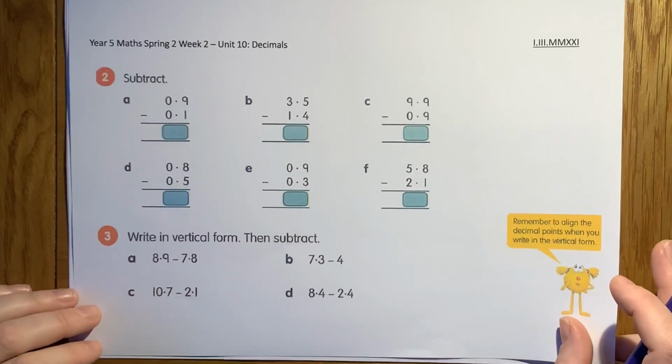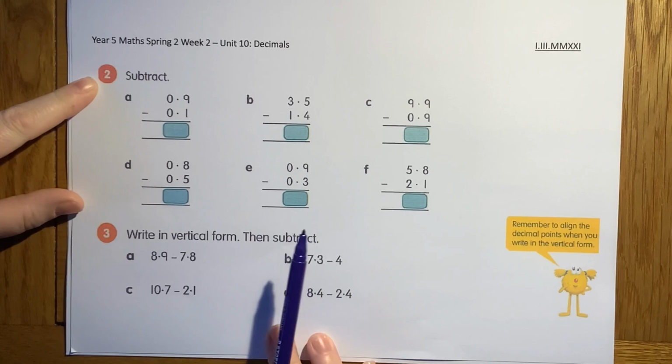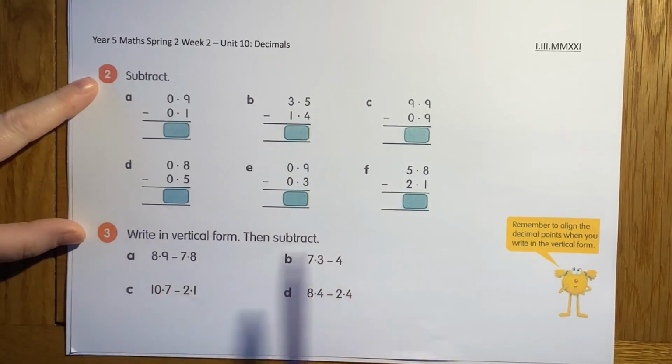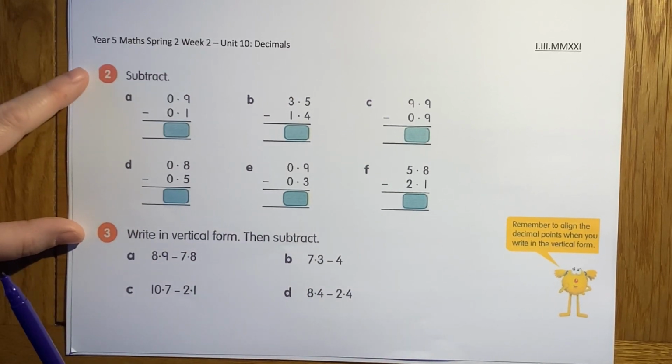Okay, a few to try then. What I'd like you to do for number 2 only to start with, just to make sure you're on the right track, is pause your screen, go through to work out the answers to those 6 calculations, and then unpause so you can check your answers against mine.